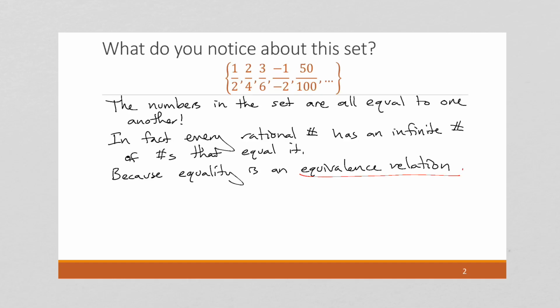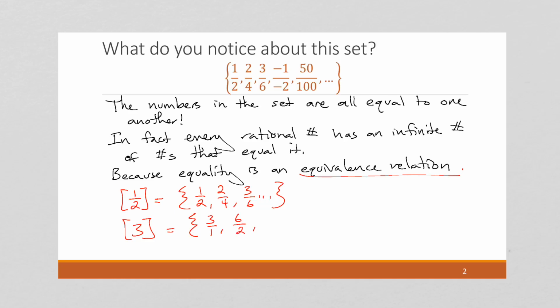So what an equivalence relation does is, given a set, for example, all real numbers, it's going to partition those elements in the set into equivalence classes that are equal to one another. So for example, we can say the equivalence class of 1/2 equals the set of 1/2, 2/4, 3/6, and so on, as listed above. And we can say the equivalence class of 3 is going to have 3 over 1 and 6 over 2 and 9 over 3 and so on.